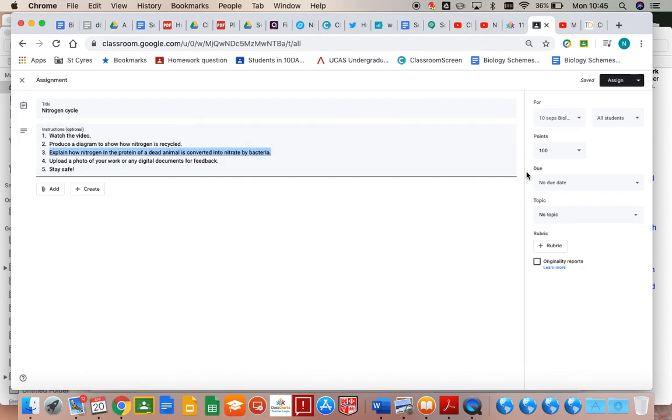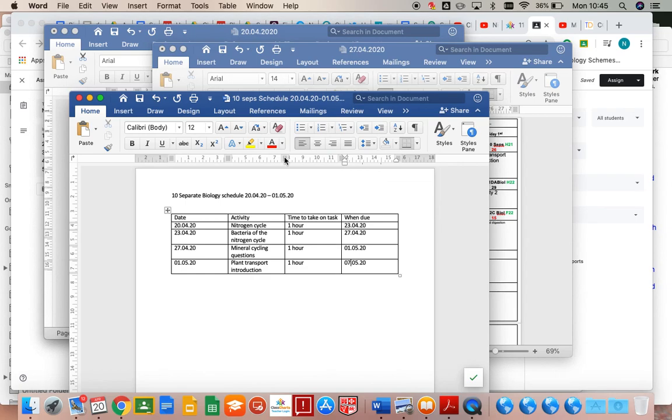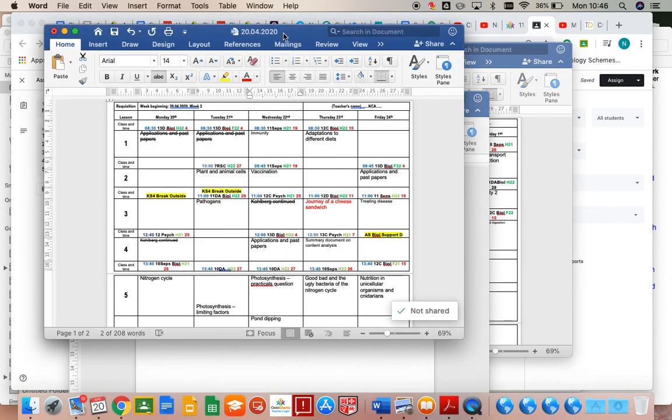Sorry, this will be due in for our lesson on Thursday. So the diagram and just that explanation, and then we'll look in a bit more detail at the bacteria on Thursday. Okay, so that is due Thursday the 23rd.